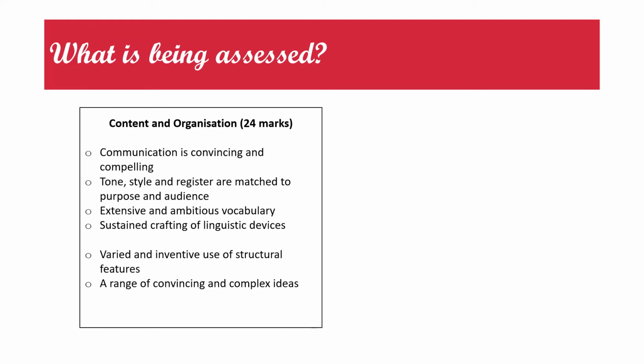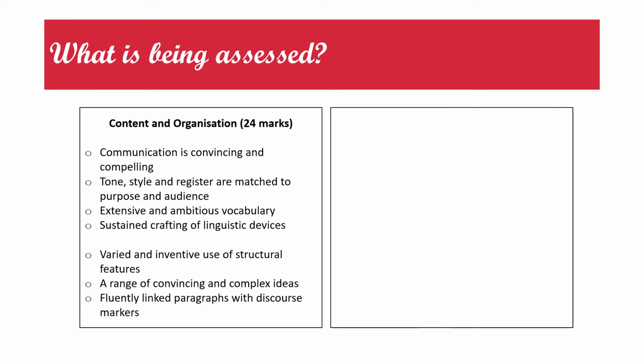We're going to look at a text about work experience today. So for example, we're not just saying work experience is good and work experience is bad and ending there, but we're unpicking the reasons that underlie that. And as well as that, we need fluently linked paragraphs with discourse markers. So our paragraphs need to follow logically one to the next. So you might be saying, firstly or after that or as a consequence, using those connectives and those discourse markers to show your line of argument.